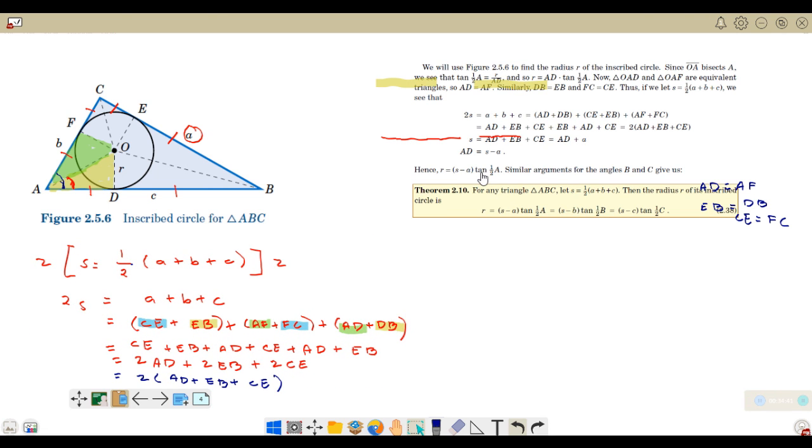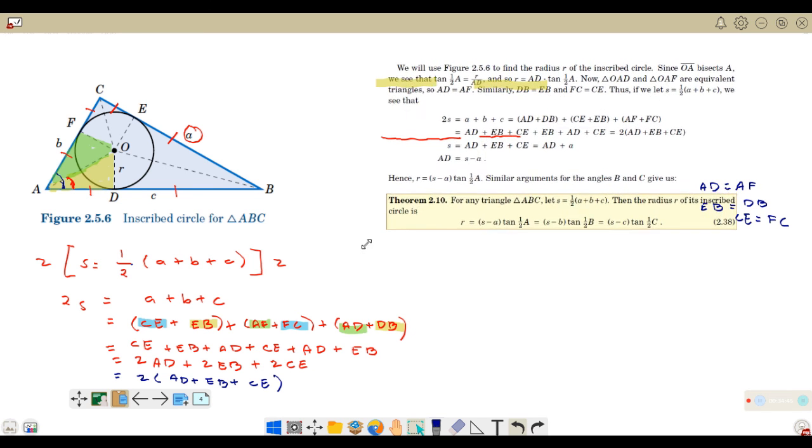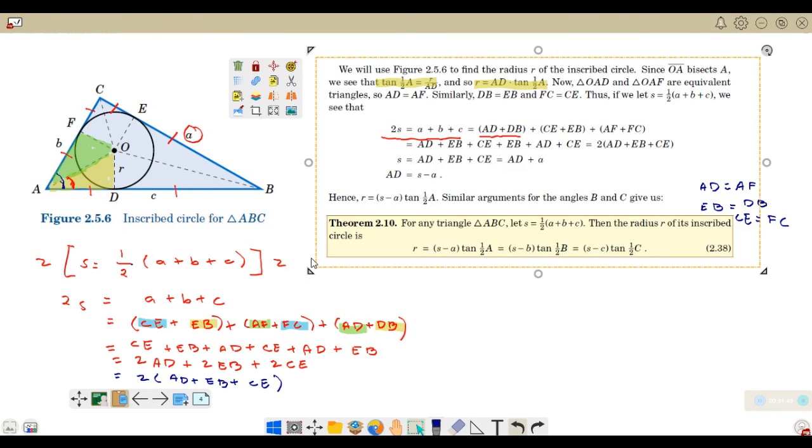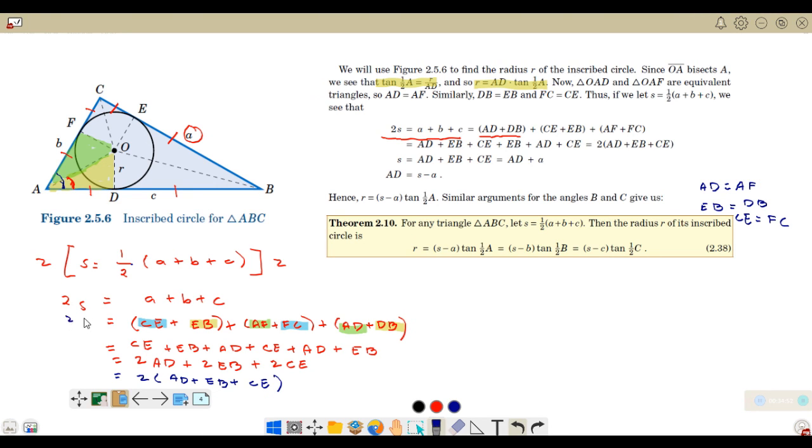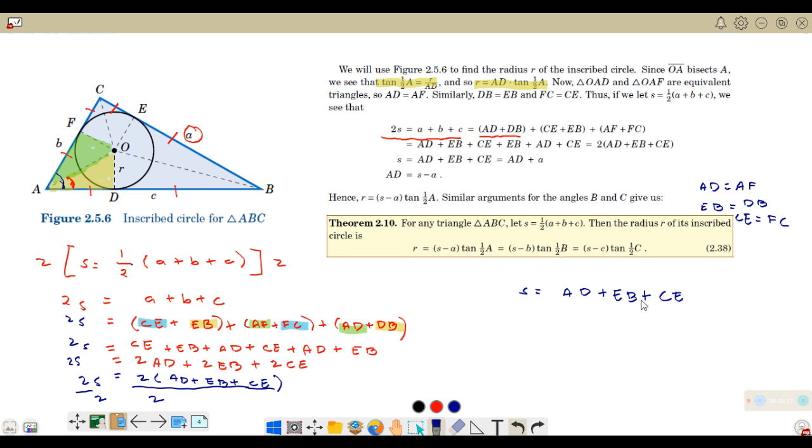And then, pwede ko na ito palakihin ulit. Yan. So, dito, don't forget that this is all equal to 2S. Okay? Now, for the value of S, since we can divide both sides by 2 using multiplication property of equality, you will be left with S is equal to AD plus EB plus CE na lang. Okay?